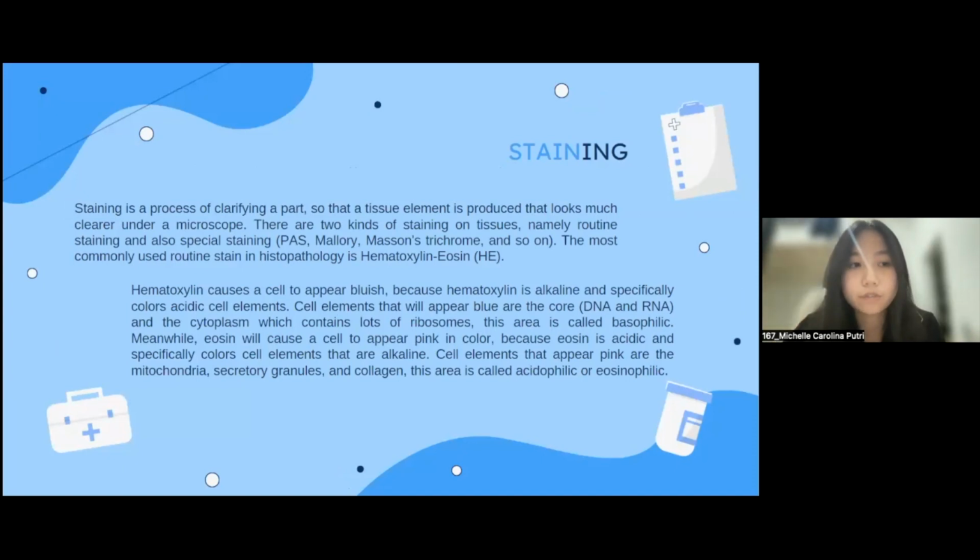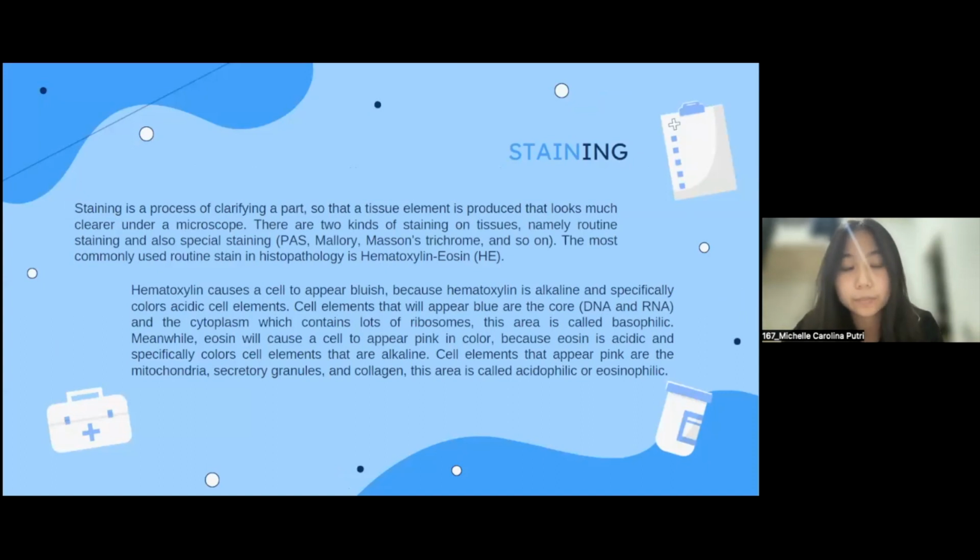Staining is a process of clarifying a part so that a tissue element is produced that looks much clearer under a microscope. There are two kinds of staining on tissues, namely routine staining and also special staining. The most commonly used routine stain in histopathology is hematoxylin eosin.